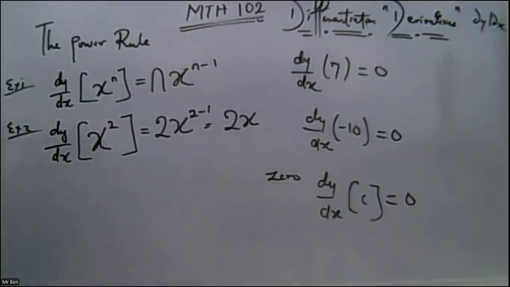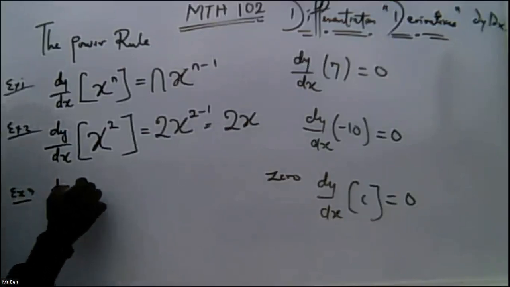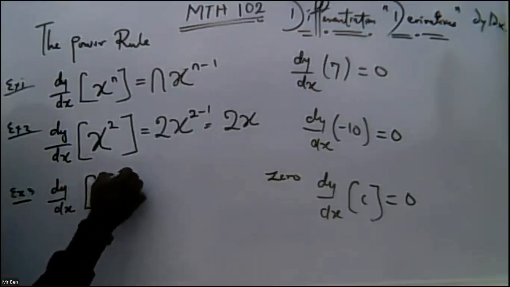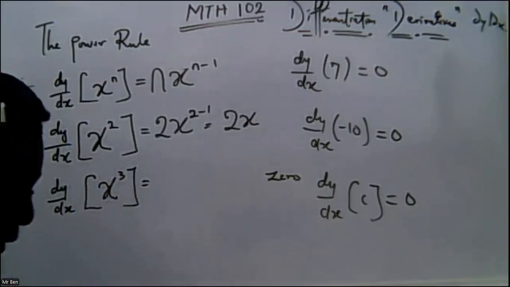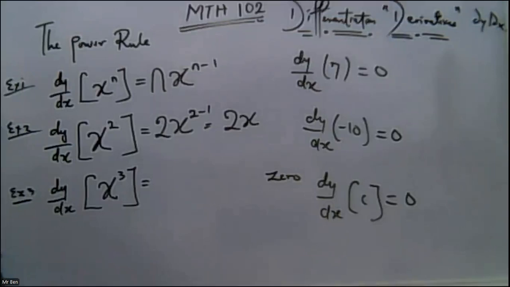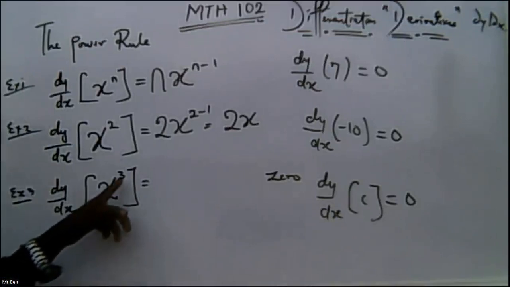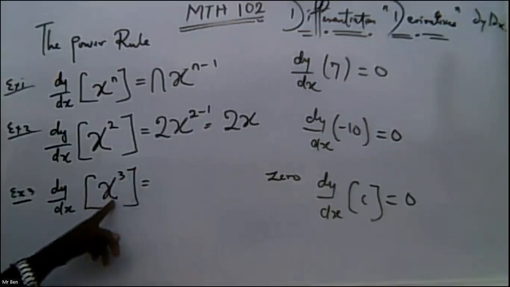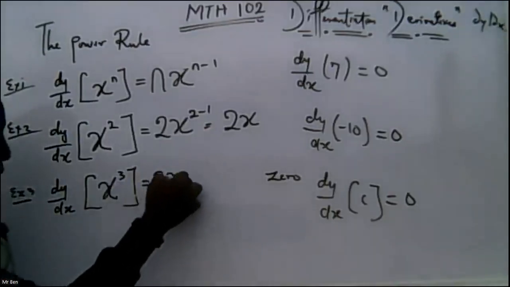Are we together? Okay. Now let's differentiate. Example 3 now. Find the derivative, or differentiate, that's dy/dx, with respect to x. Let's have x raised to power 3. The first thing you are going to do is multiply the exponent with the function, with the term here. That is 3 times x. That will give us 3x.